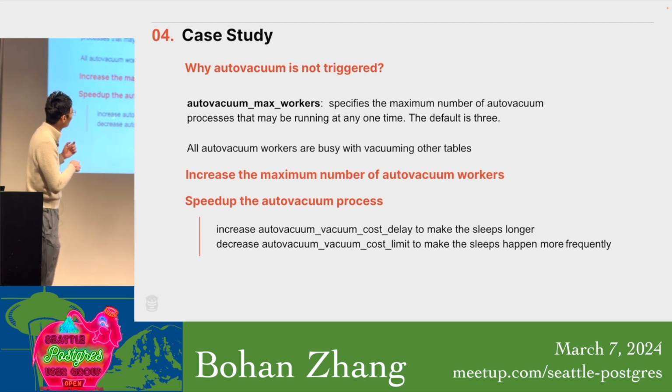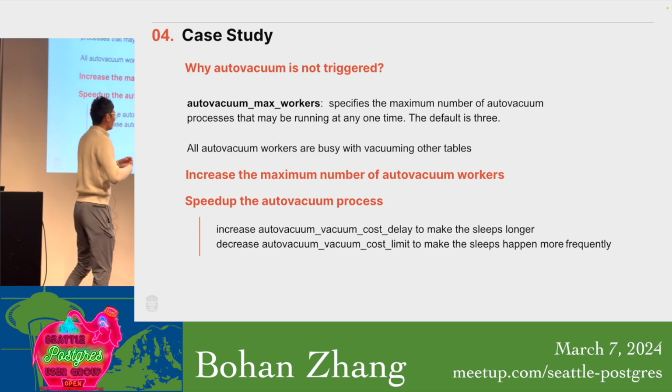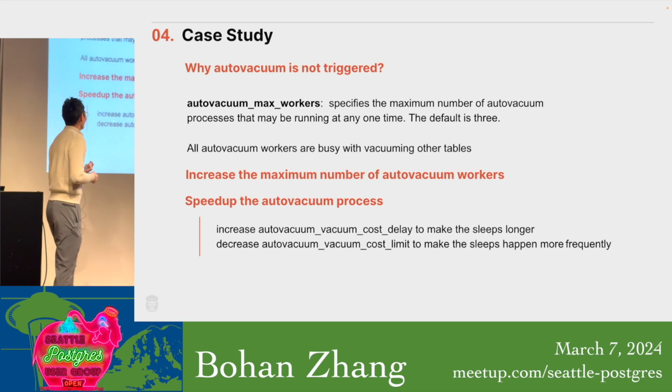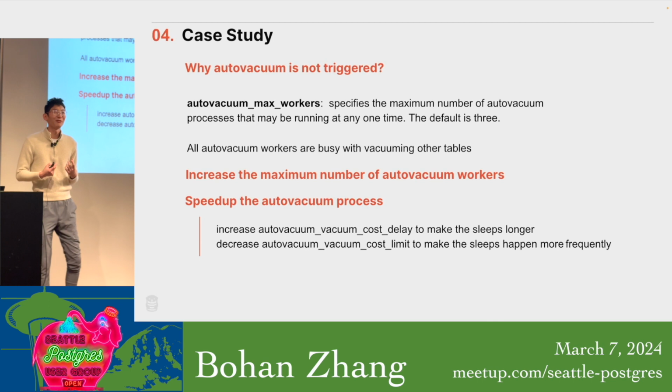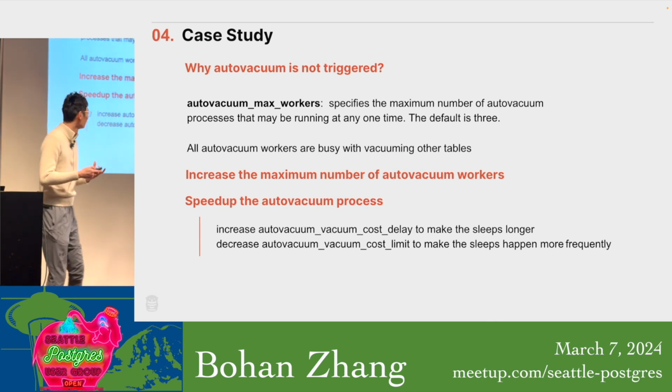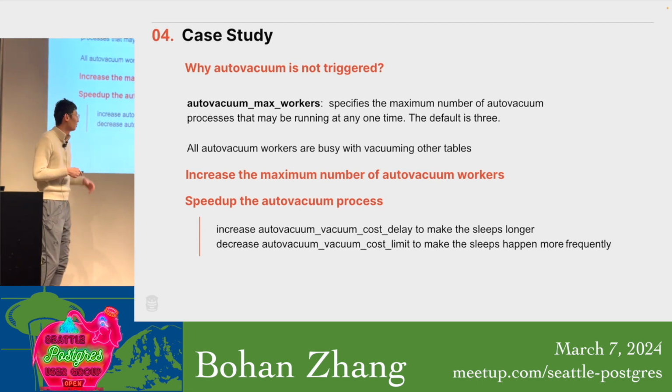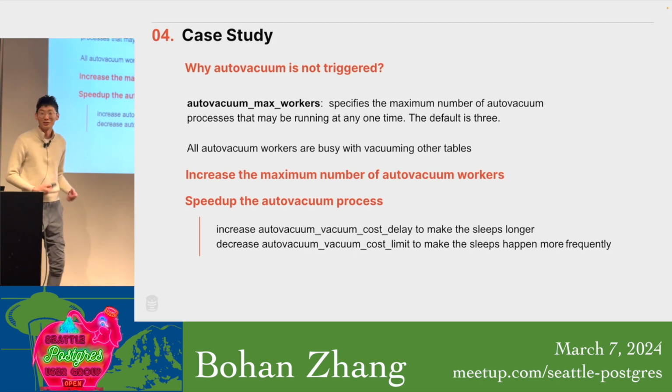Sorry, there is an error here. It should be decrease this. We should speed up the vacuum process, so we should make the sleep shorter. So we should decrease this value, and we should make the limit larger so that we have more time to run auto vacuum. So we should increase this value. There's something wrong with my understanding. We should decrease this value to make the sleep shorter and increase the cost limit value.